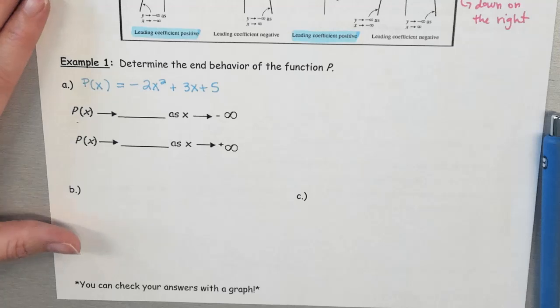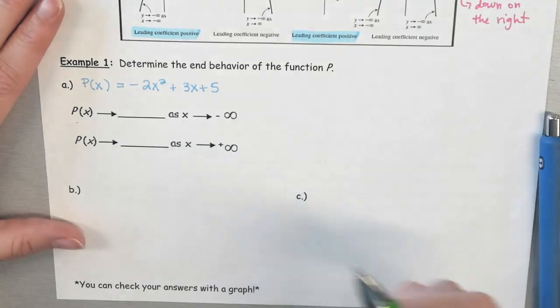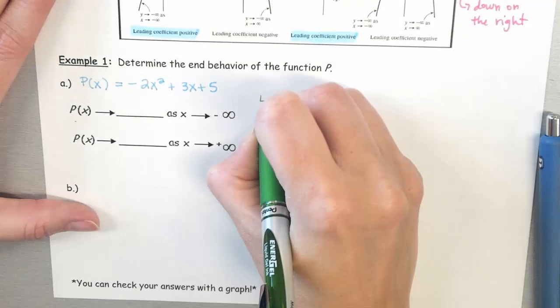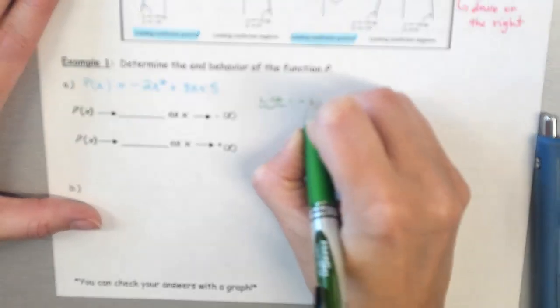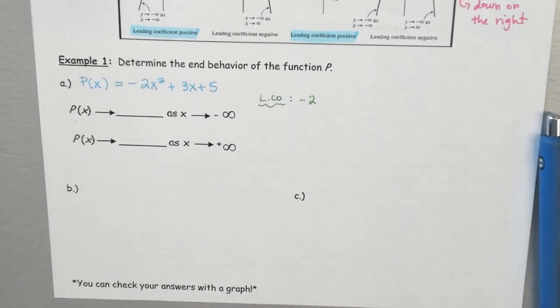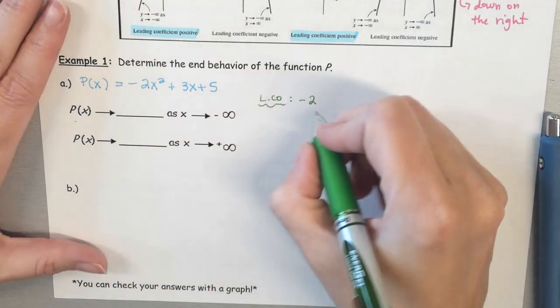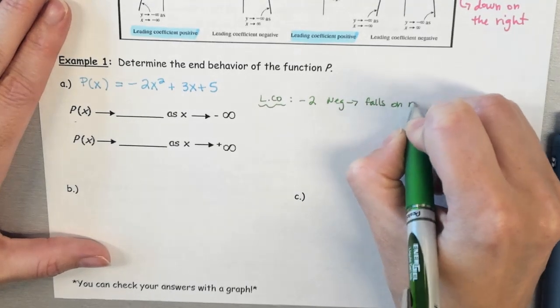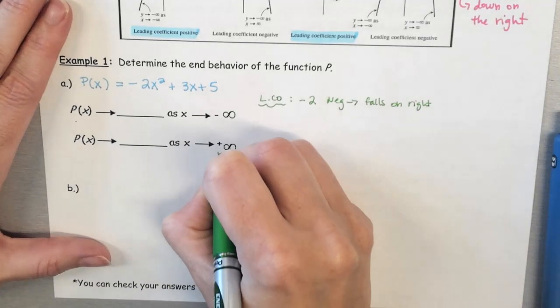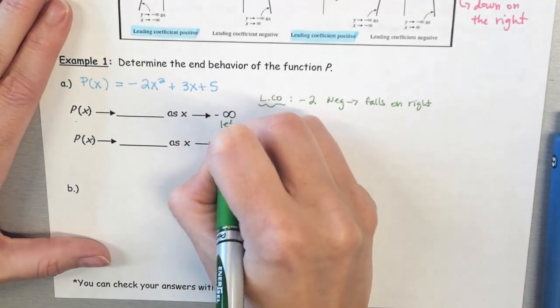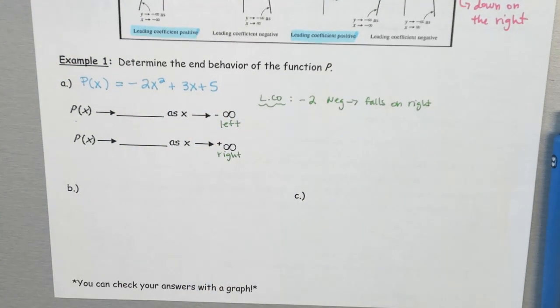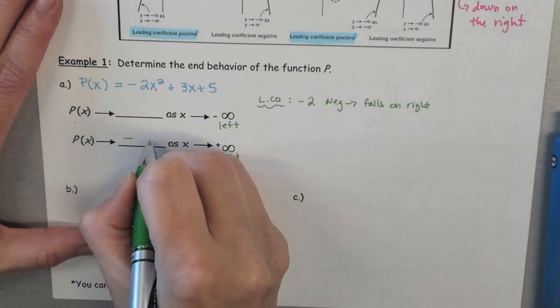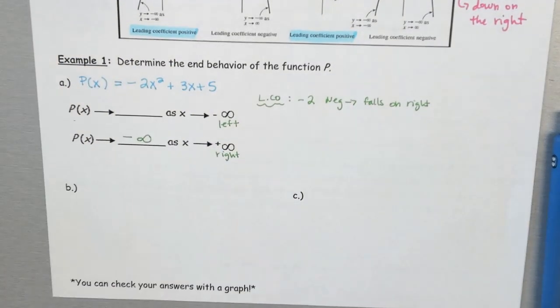Okay, so the first thing you want to do is pick out the degree and pick out the leading coefficient. So the leading coefficient is negative 2. Okay, so if it is a negative, that means that it falls on the right. Okay, so this is the right side, this is the left side. Okay, so if it falls on the right side, then I can fill in P of x is going to negative infinity as x is going to positive infinity.